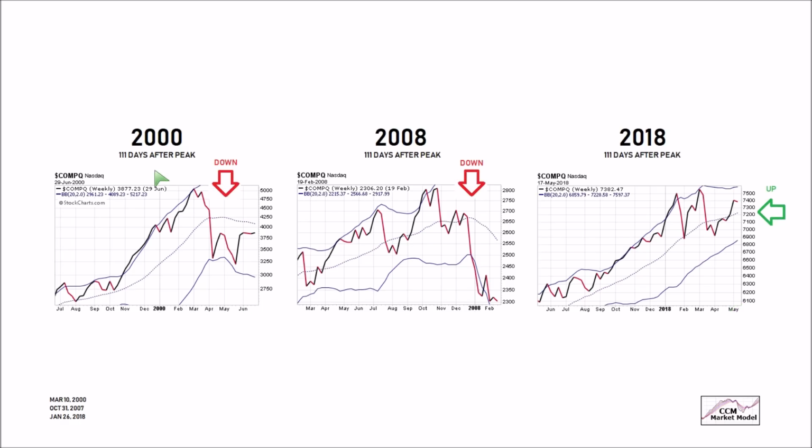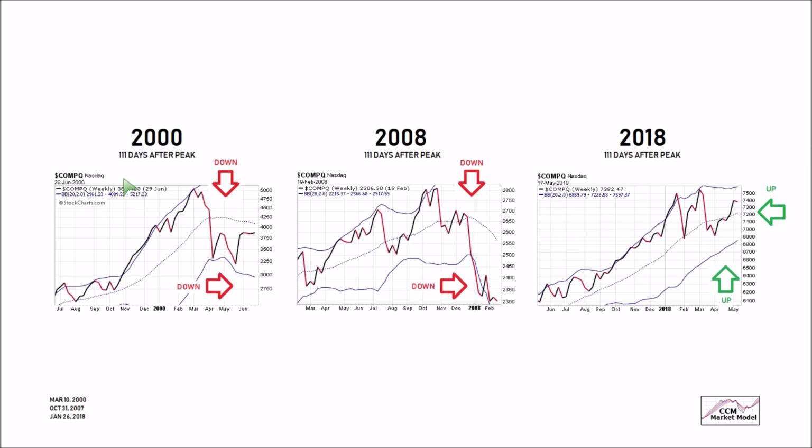111 days after the NASDAQ peaked in the year 2000, the weekly Bollinger Band center line had rolled over. We can see this right here. Similar situation in 2008. The center line, for the most part, had a positive slope. This looks quite a bit different than what we have over here. Now it's down. In the present day, we don't have anything even remotely close to that. As of the close on May 17th, 2018, on the weekly chart, the center line had a positive slope.